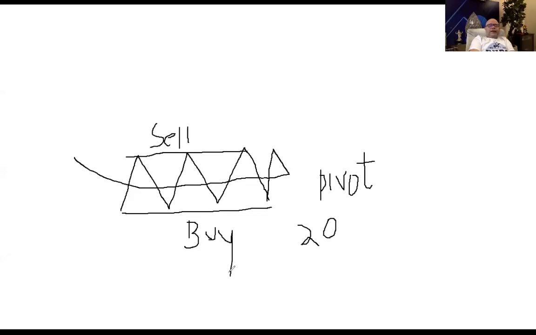And the issue is, if the pivot or the 20 stops the price, it starts to take out these sellers and hence the market starts to rocket higher. Okay, this is one of the ways. Now the same thing can be done on the downside.